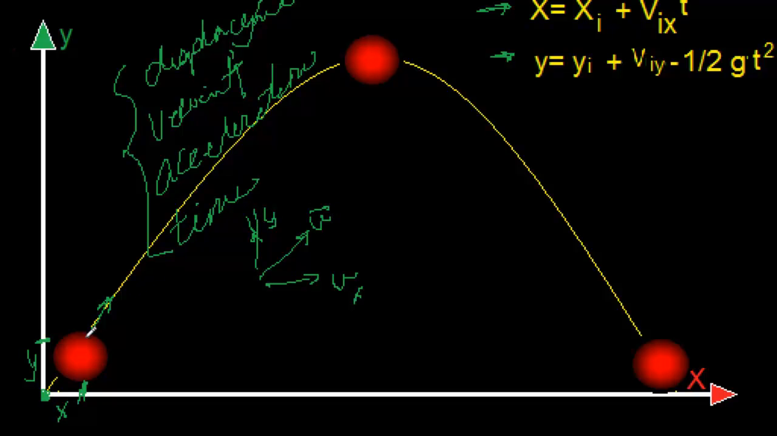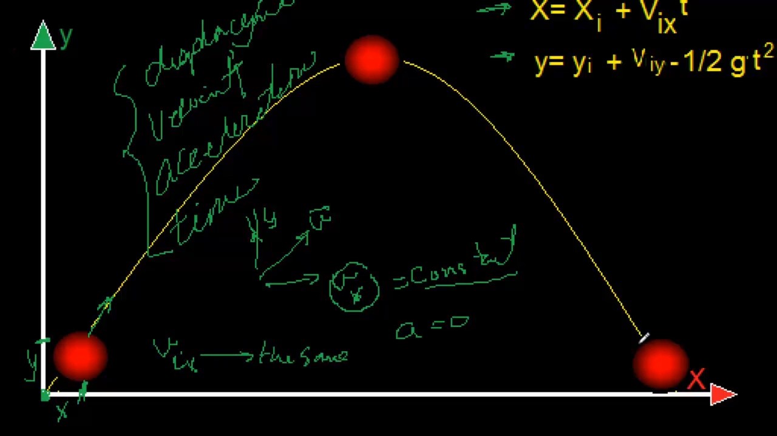Going up, velocity in the x direction is constant. How do we know it's constant? Because we assume that acceleration is 0, which means it doesn't gain or lose any speed. So initial velocity in the x direction stays the same. What changes is velocity in the y direction, since it has an acceleration of negative g.